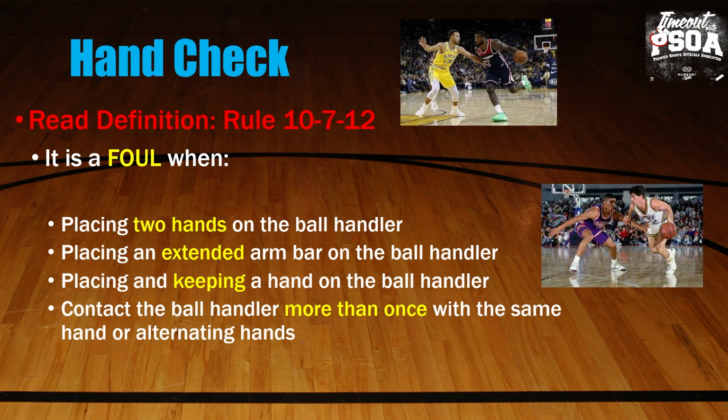Placing an extended arm bar on the ball handler. Arm bar by the defense is legal. They can protect against that dribbler getting close to the defender's body. That defender cannot extend the arm bar towards the ball handler. That is what makes it a foul.